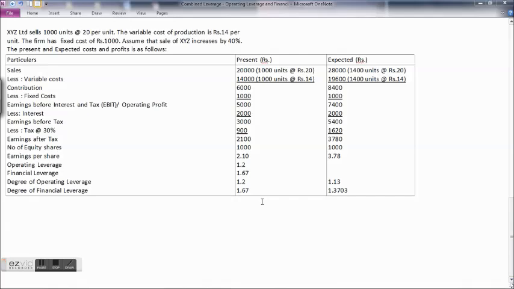Then earning before tax is 3,000 and 5,400, less tax at 30%. In case of present it is 30% of 3,000, so 900. In case of expected it is 30% of 5,400, that is 1620.